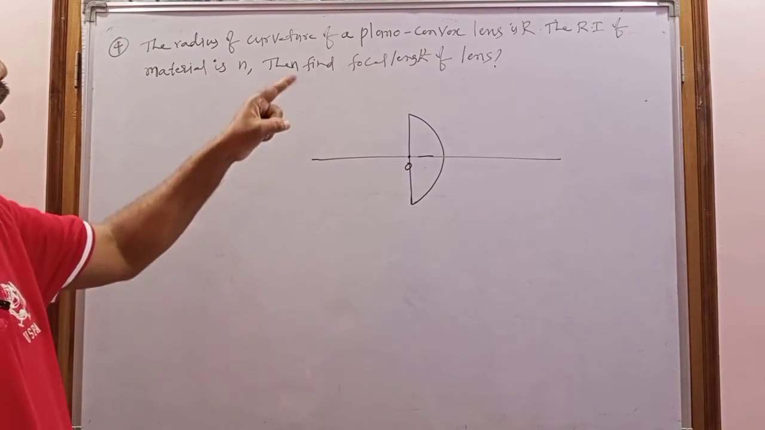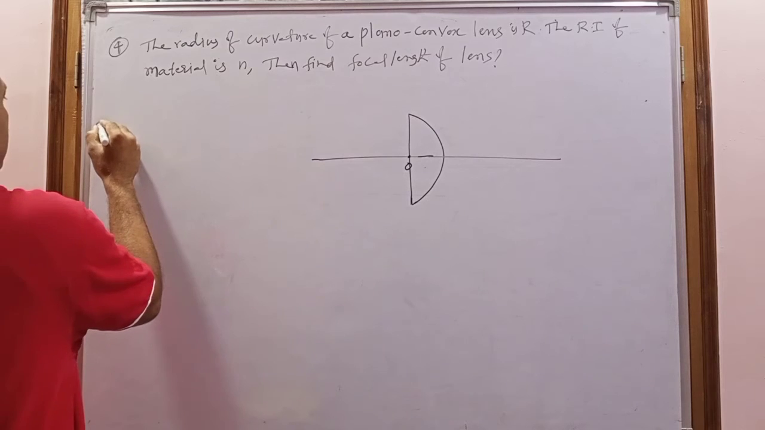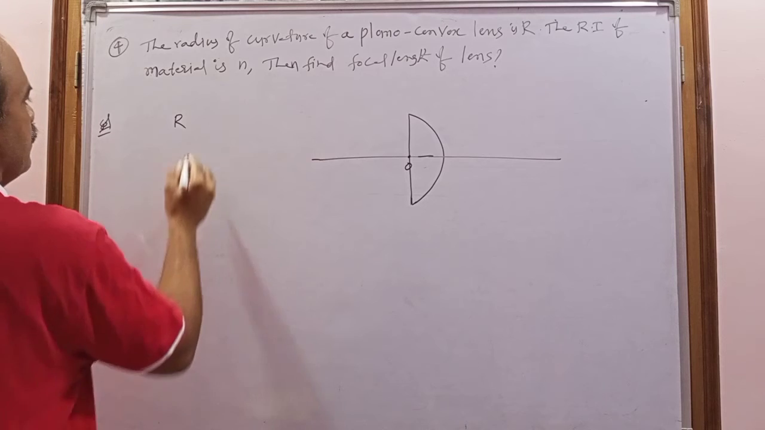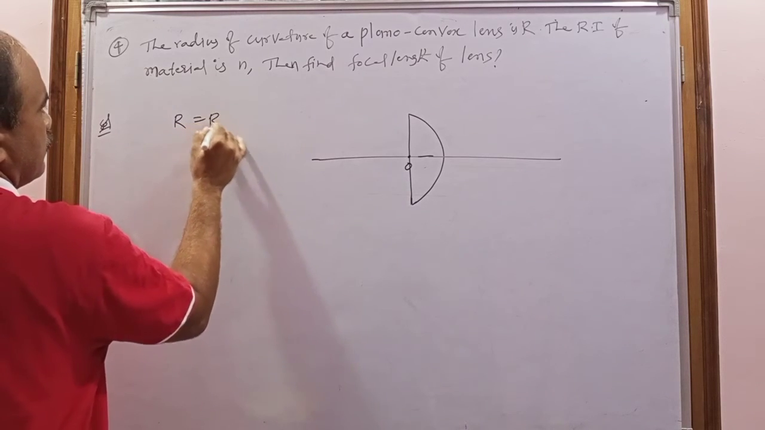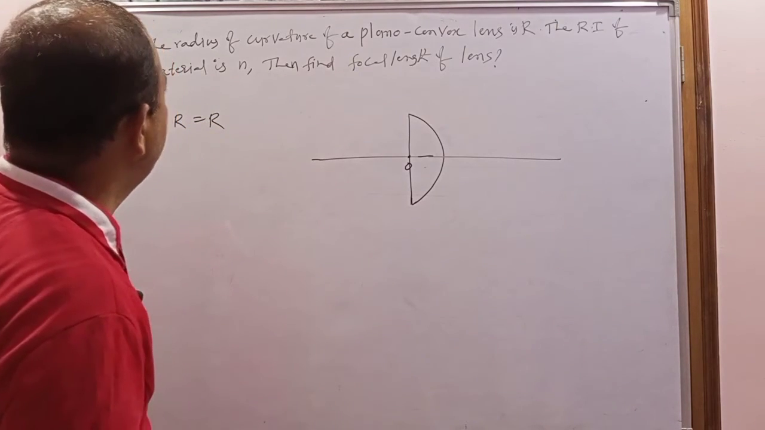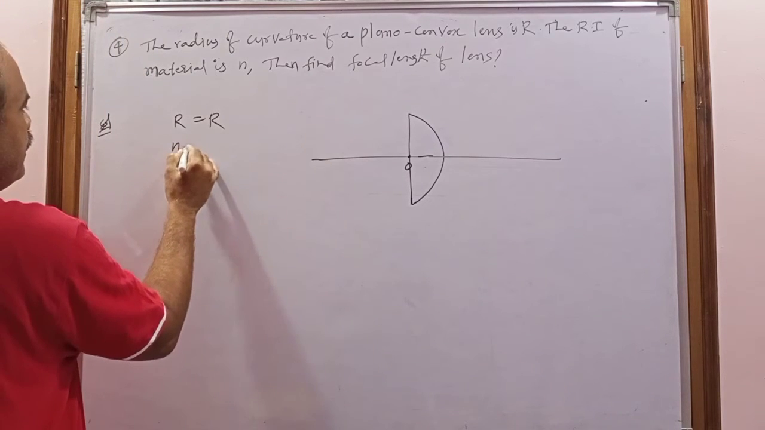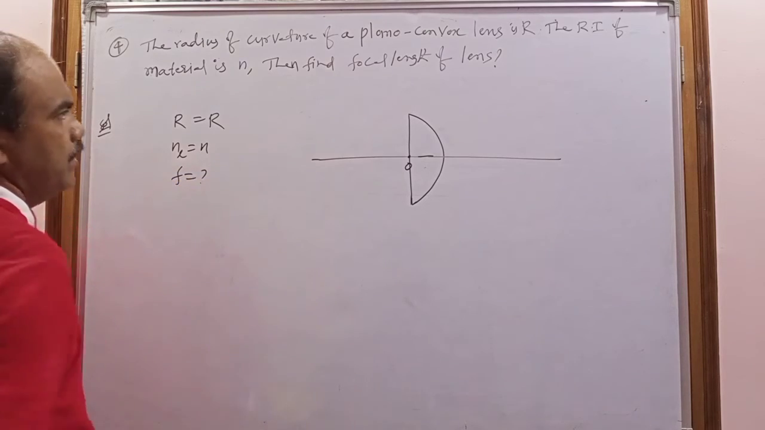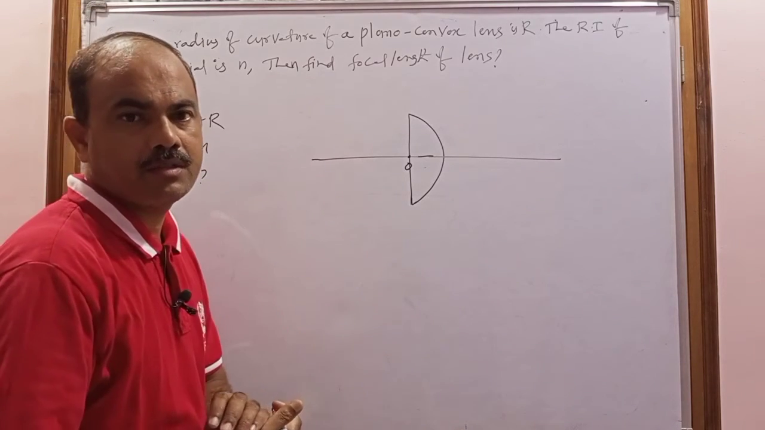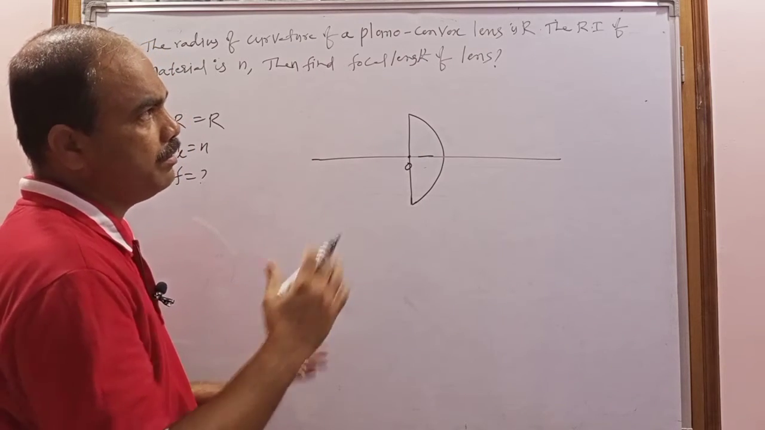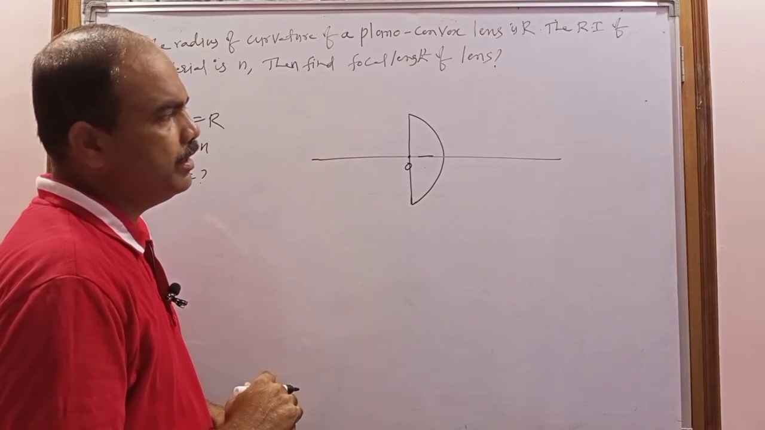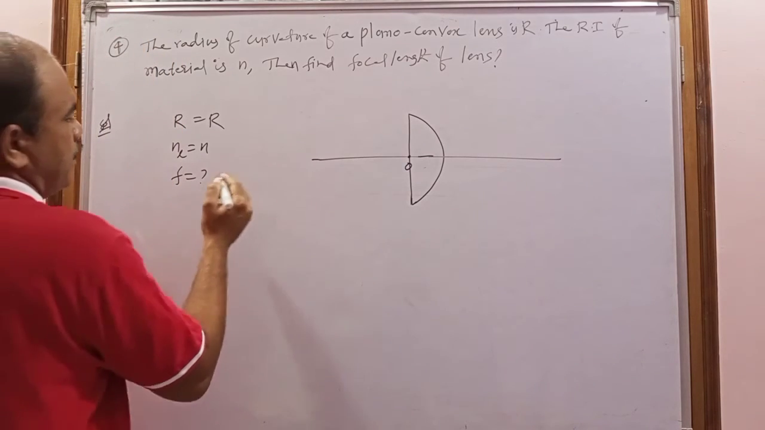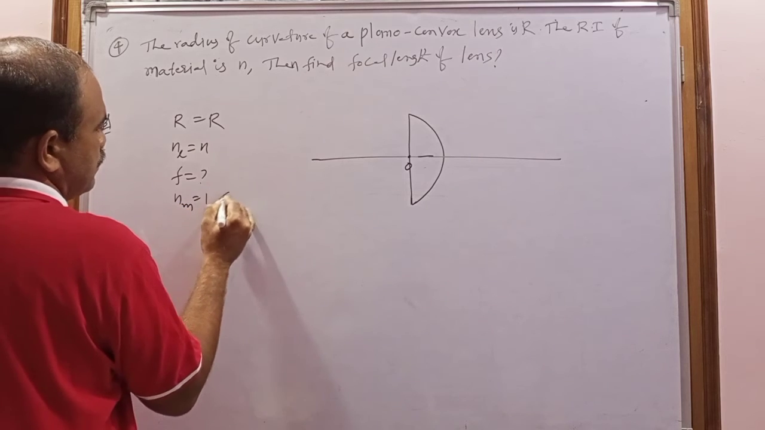And next, what is given in the problem? The radius of curvature of the convex surface is given, so that is R. And next, the refractive index of the material is n, which is nothing but the refractive index of the lens. Then you have to find the focal length. But the surrounding medium is not mentioned in the problem. When the surrounding medium is not mentioned, we have to take it as air. That's why the refractive index of the surrounding medium becomes 1.